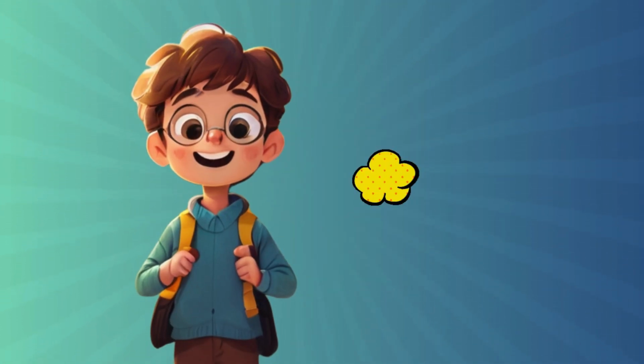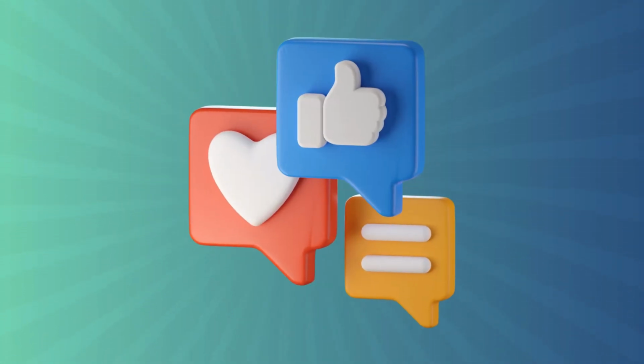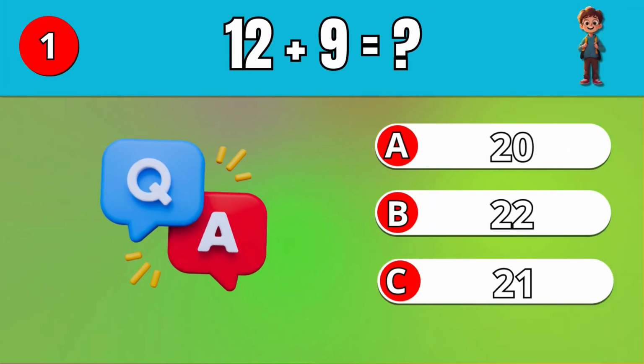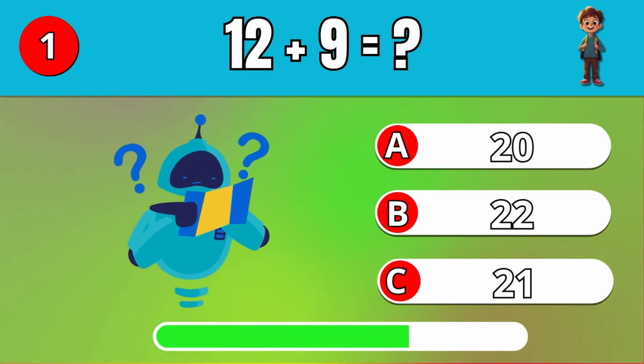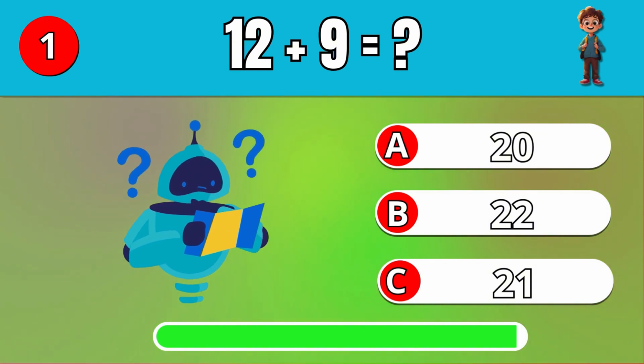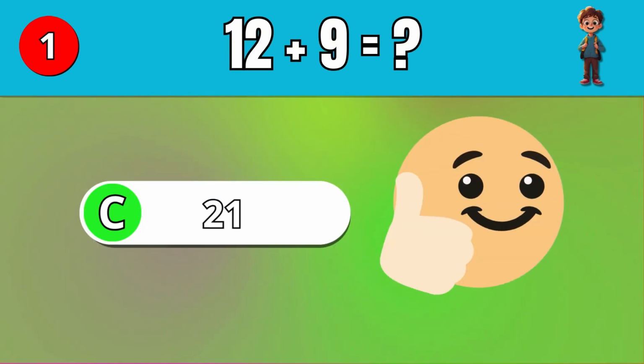Each correct answer earns you 1 point. Share your score in the comments. Let's get started. What is 12 plus 9? C 21.